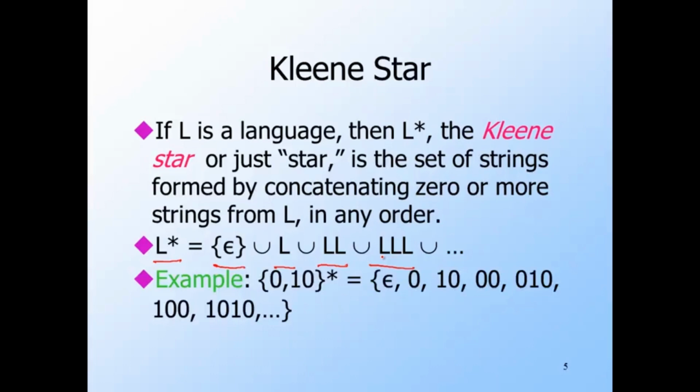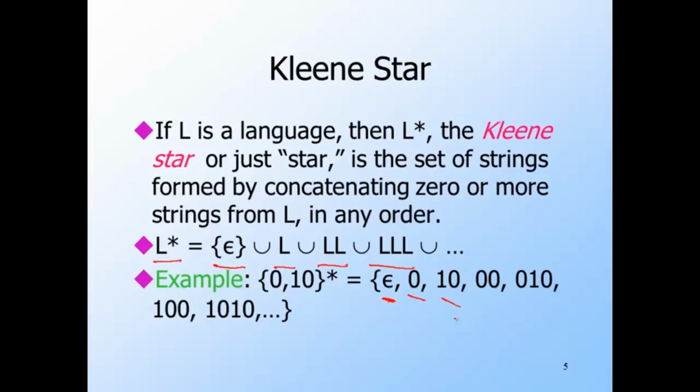So here's an example. Language L just has two strings, 0 and 1, 0. The star of that language, well, we can take no choices, that would give us the empty string. We could take one or the other string, that will give us these two.